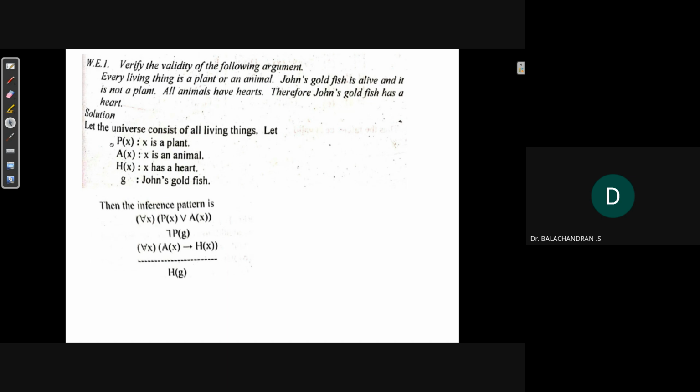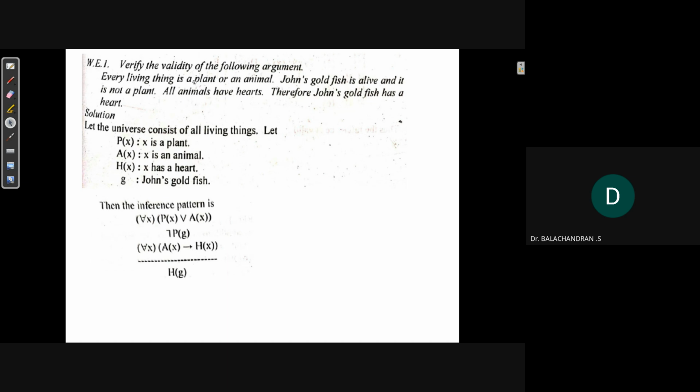Next, P of x, x is a plant. A of x, x is an animal, and then H of x, x has a heart, and then small g because of the name. Already I told you that for Socrates I use small s. Similarly for John's goldfish, the name, I'll take small g.